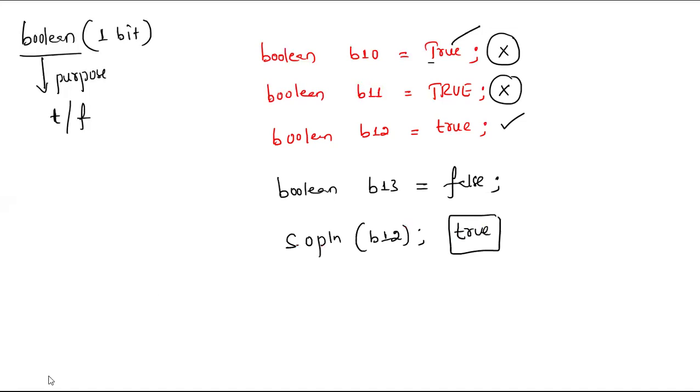And one more point, when it comes to true or false, true and false are also predefined keywords in every programming language, even in Java. These two are predefined keywords, same as byte, short, int, long, float, double and all. So true and false are also predefined keywords.